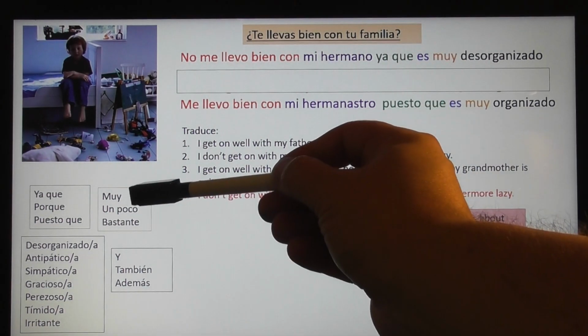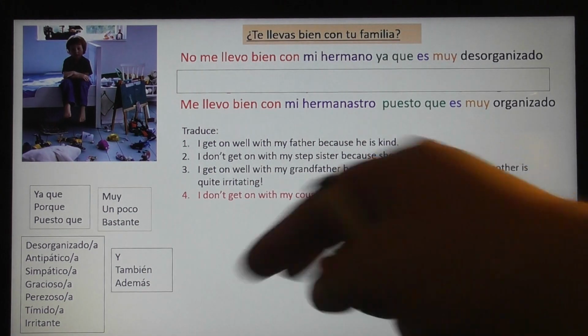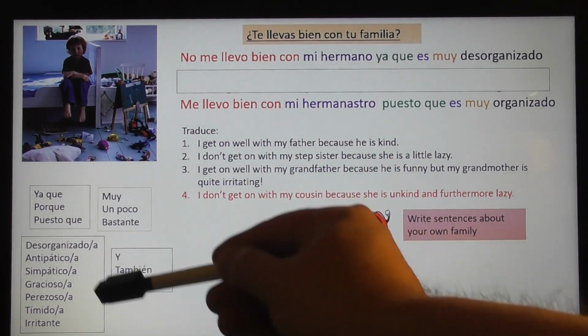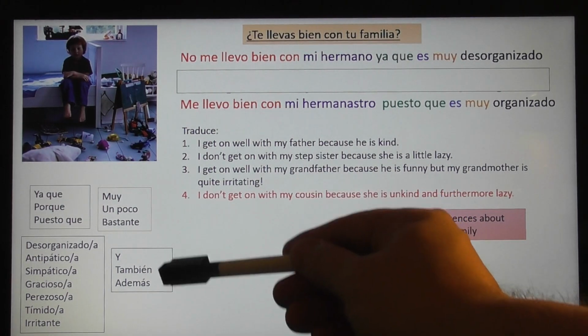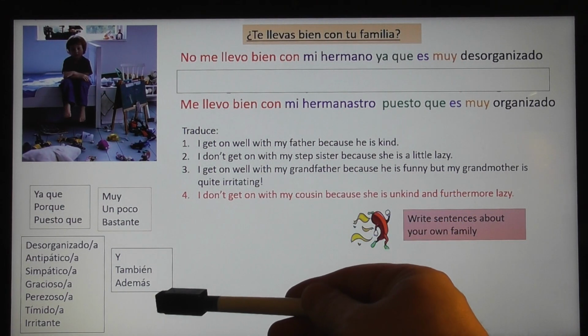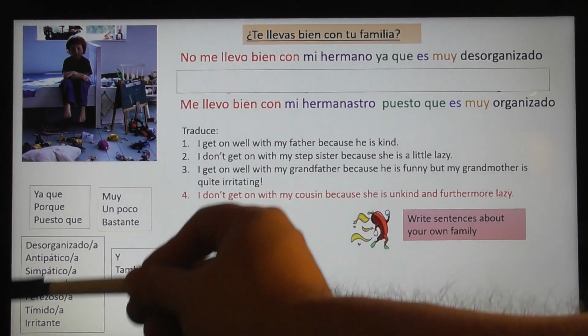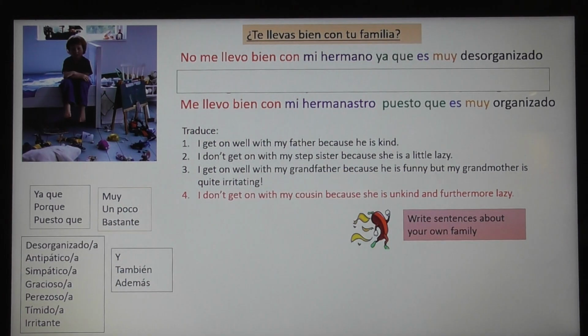We have muy for very, un poco, a little bit. Bastante, quite. Some nice connectives such as y, también, and además, which is new. Hopefully you've found that one out. It means furthermore. And then some nice adjectives that we've already seen.